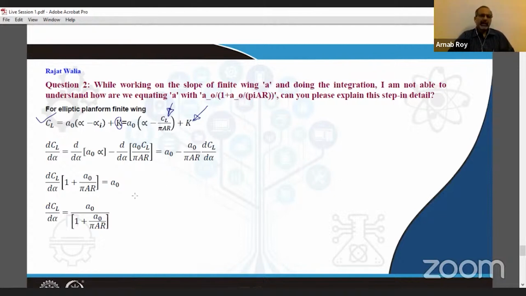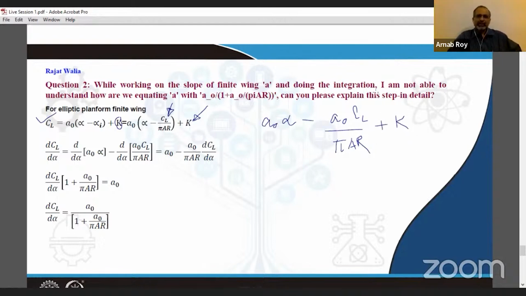Having said that, now we are going to take a derivative of this equation. So if we take a derivative with respect to alpha, we'll have dCL/d alpha on the left hand side. And then what do we have on the right hand side? We essentially have a naught alpha, that's the first term. And then we have a naught CL divided by pi AR, that is the second term. Apart from the K, as you know that when we take the derivative, that will go to 0 anyway.